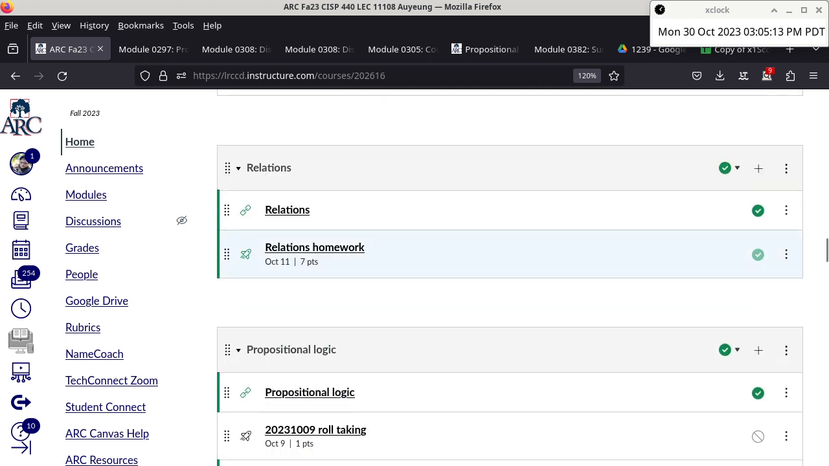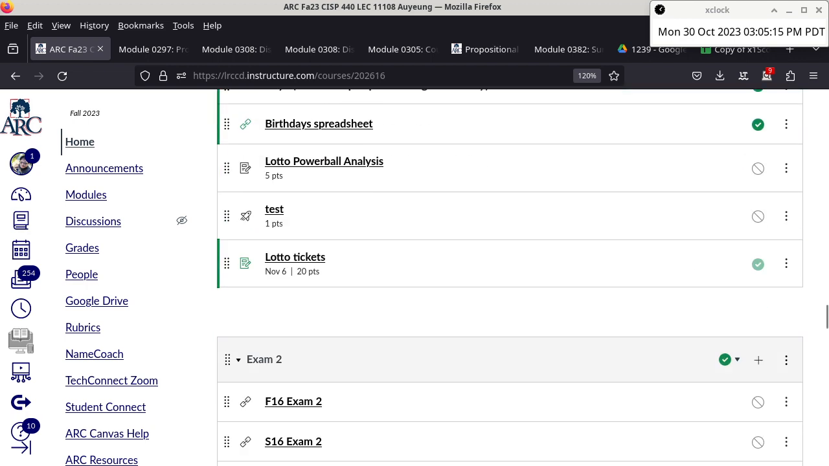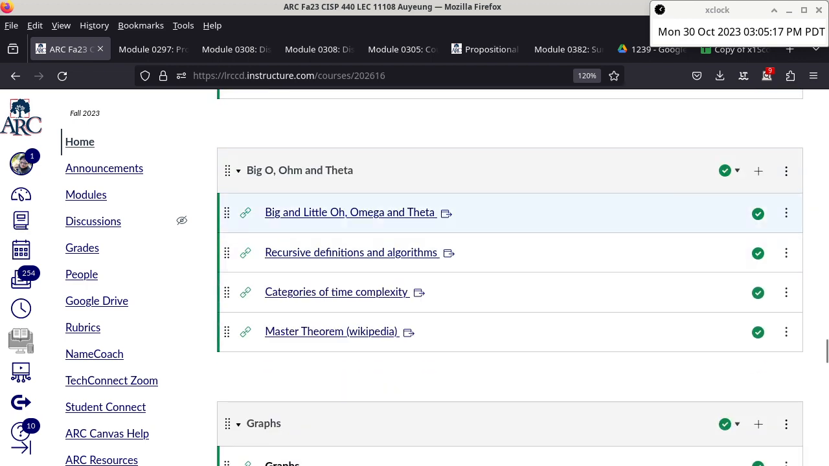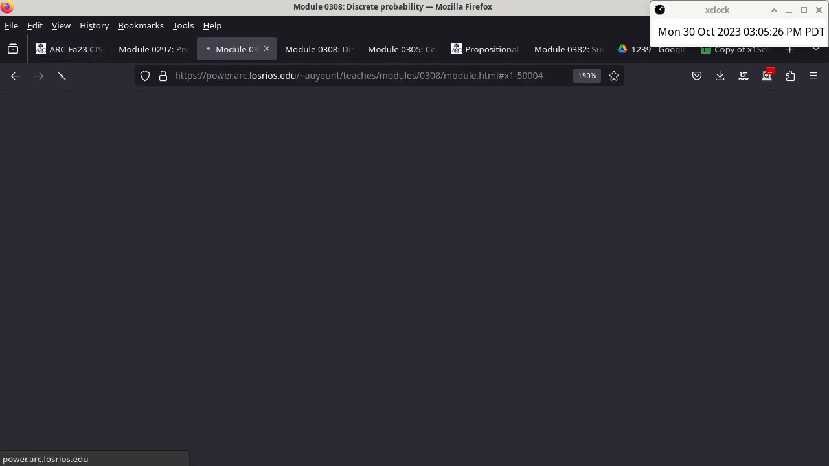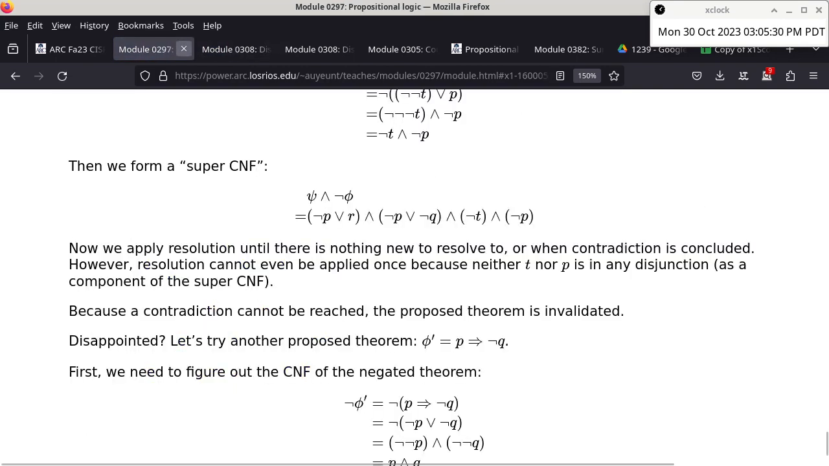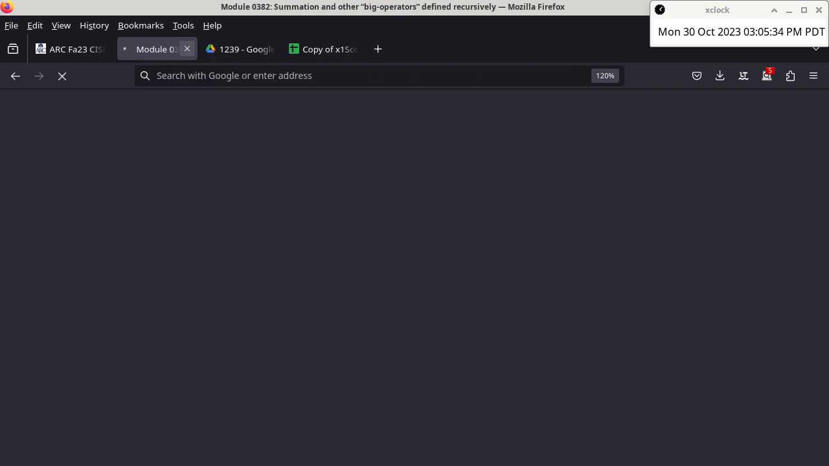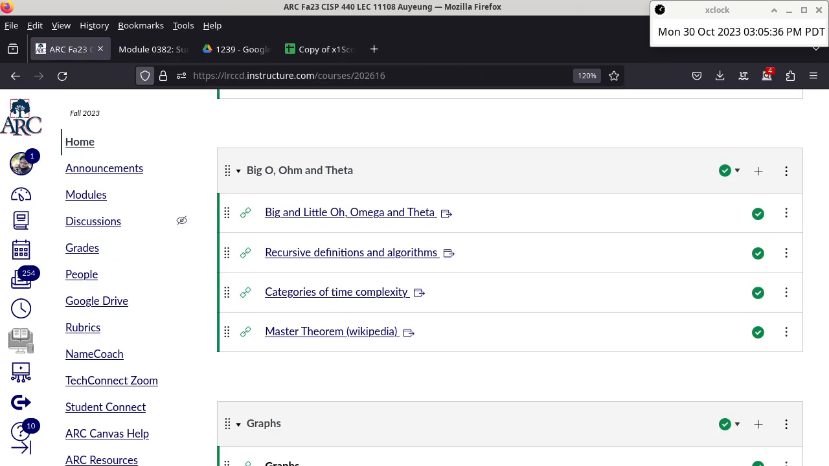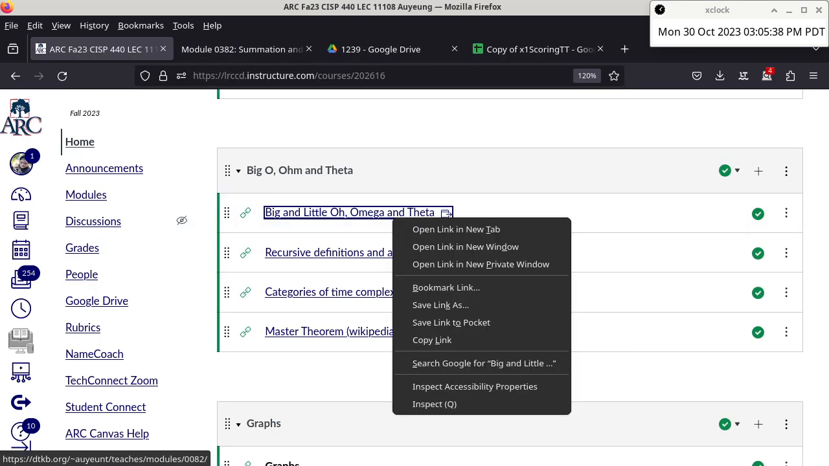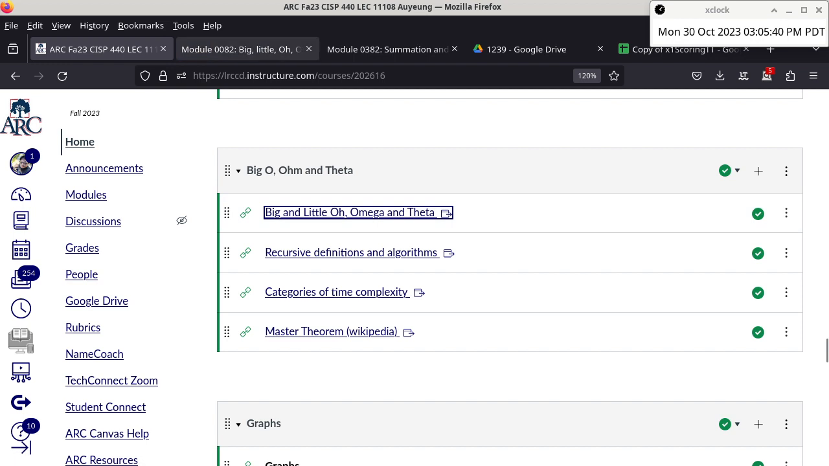So we're going to go to big omega. Big O is omicron, this is omega, and this is theta. So that's where we were at last time. So these are all basically gone. Let me close the ones that I don't need anymore. Counting, yep. All right, also all of that stuff is pretty old. So we'll start with this one.